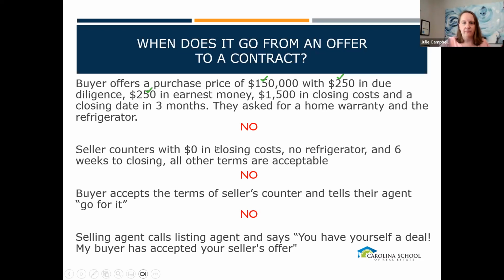Did that not show up? Can't see through all my Zoom. There it is, I was looking for the bounce. Yes. We must have acceptance and communication of acceptance. We must have both before we can have an executed, signed contract. Questions on this one, this little scenario?